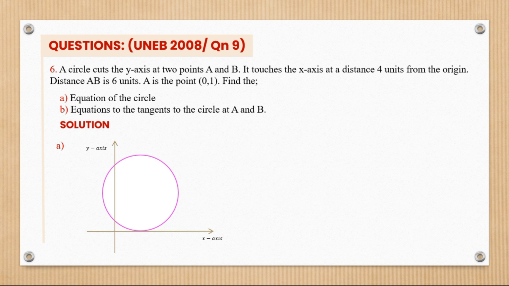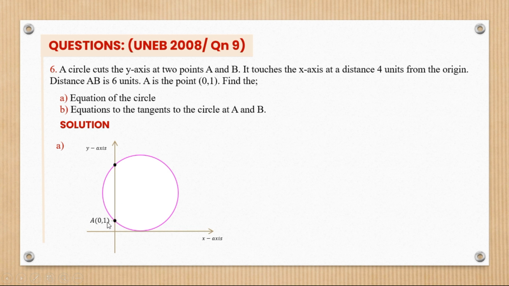Then we've been told that it also touches the x axis, so that's why we have it that way. Then we've also been told that point A is the point (0, 1), and that the distance AB is 6 units. So that means that moving from A to B, it's a distance of 6 units.